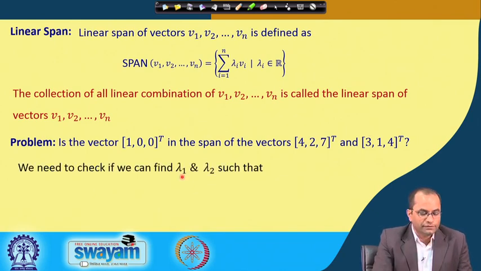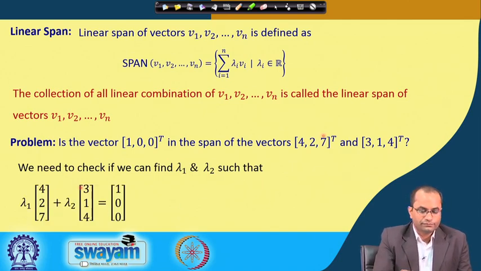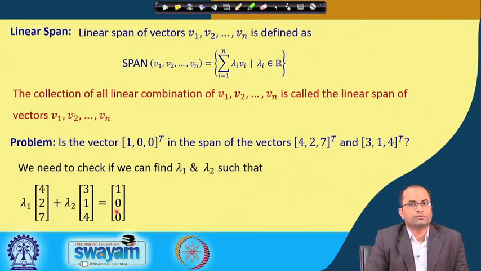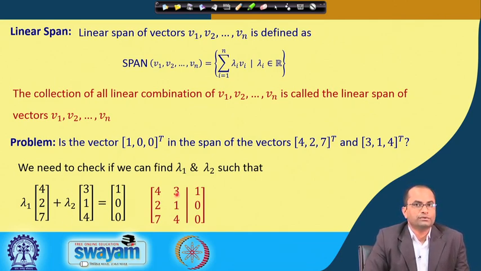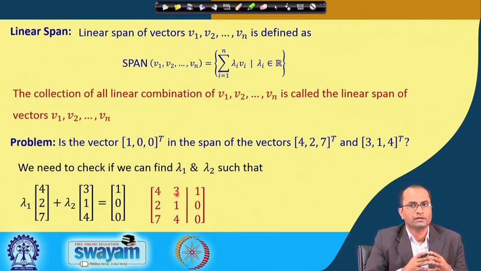So, we need to find lambda 1 and lambda 2 such that lambda 1 times the vector (4, 2, 7) plus lambda 2 times the other vector (3, 1, 4) gives us (1, 0, 0). Is it possible to find such lambdas, or is the system inconsistent, or is it a consistent system which can give us lambda 1 and lambda 2? To answer this, we have to get back to the idea of the augmented matrix and the row reduced echelon form. Just note that the row reduced echelon form is very important. In almost all lectures, we will be utilizing the idea of solving the system of equations using Gauss elimination, or rather reducing to the row reduced echelon form, because once we have it, we can tell exactly what type of solution we are getting out of the given system.